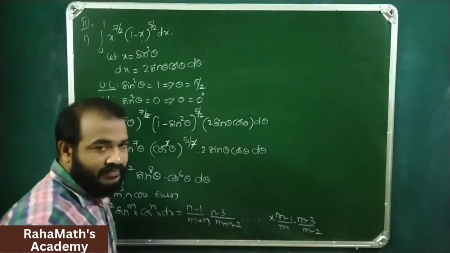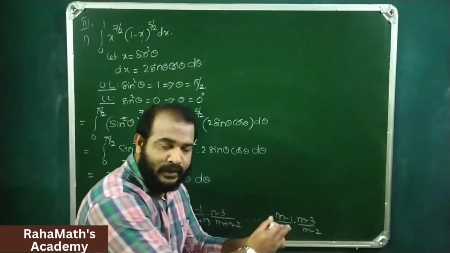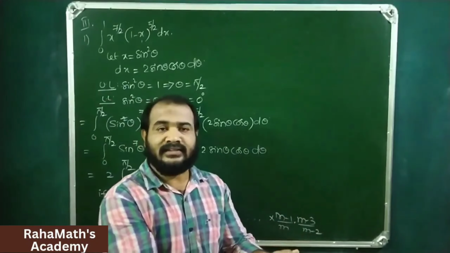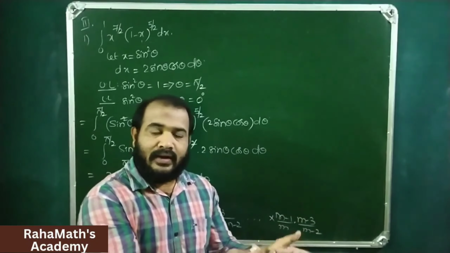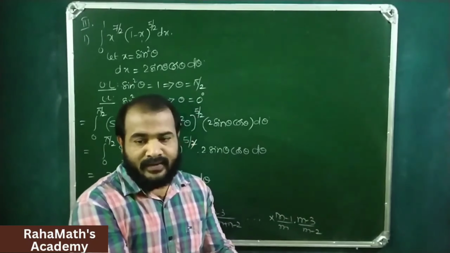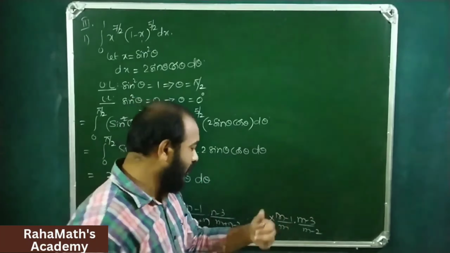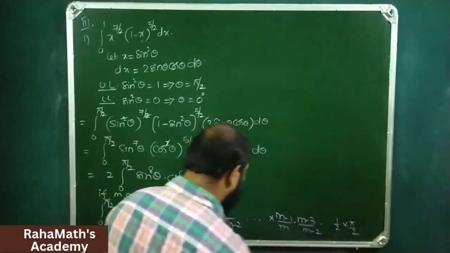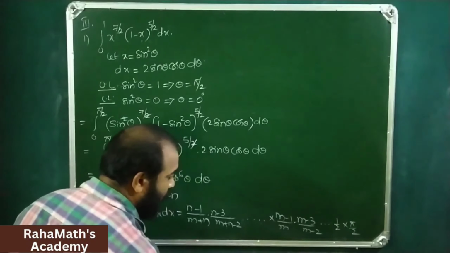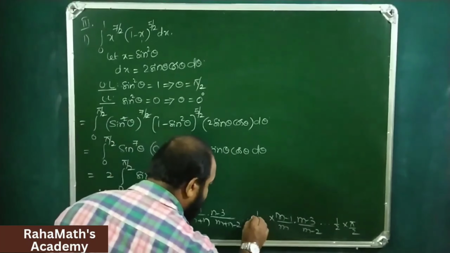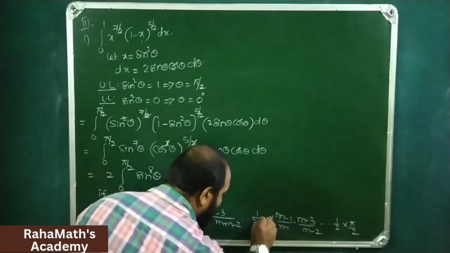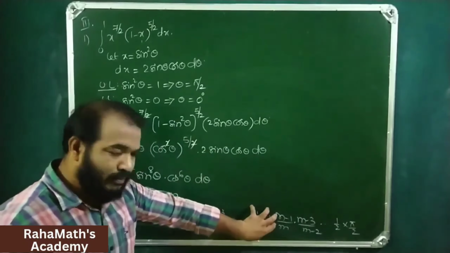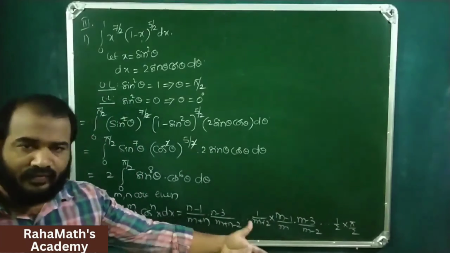Since m is even, the integral from 0 to pi by 2 of sine power n x dx is (n minus 1) by n into (n minus 3) by (n minus 2), etc., 1 by 2 into pi by 2. If you want the previous term, you can say 1 by this is m plus 2. So there is no need to remember this. While solving, we will get it.